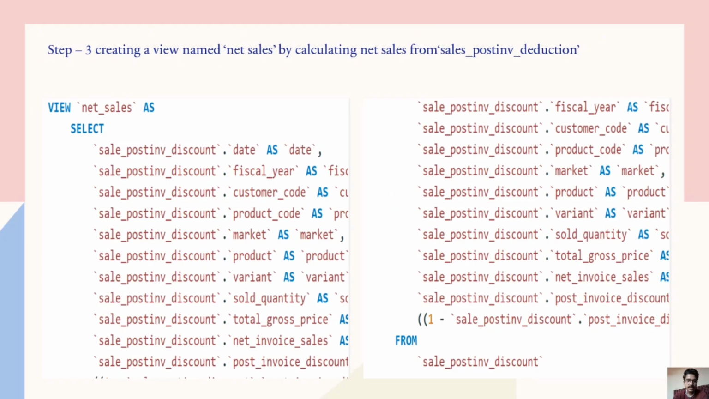Now the third step is creating a view for the net sales. Now we have the net invoice sales and post invoice deduction. We can calculate the net sales. We have performed the mathematical operation within the query. Like you can see, this is the mathematical operation, one minus sales post invoice deduction, and further we have calculated the net sales.